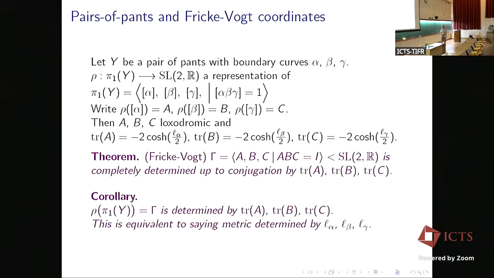So my initial thing with the hyperbolic hexagons, that my pair of pants was determined by the 3 lengths, is exactly equivalent in this linear algebra language to the Fricke-Vogt theorem. So that's a really nice connection. Okay, so that's my first step. I can parameterize pairs of pants, or alternatively representations of the free group, and I do that using Fricke-Vogt.